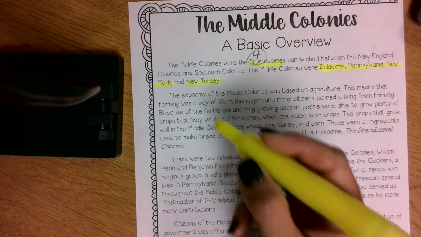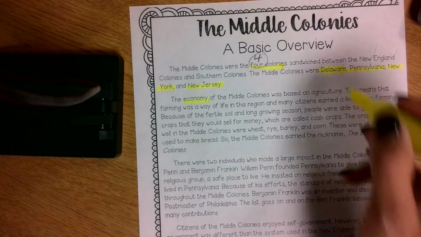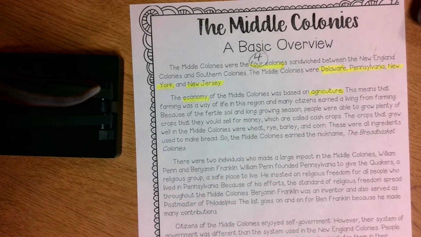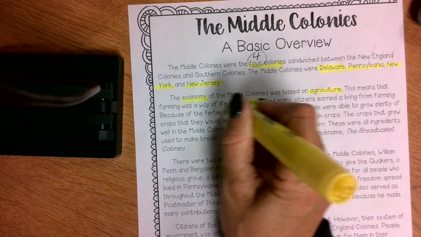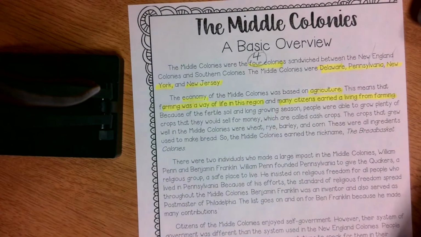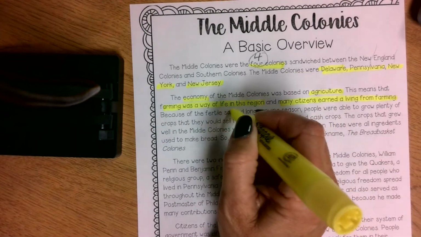The economy of the Middle Colonies was based on agriculture. This means that farming was a way of life in this region, and many citizens earned a living from farming. Okay, farming was a way of life in this region. Many citizens earned a living. That means they made money from farming because of the fertile soil.